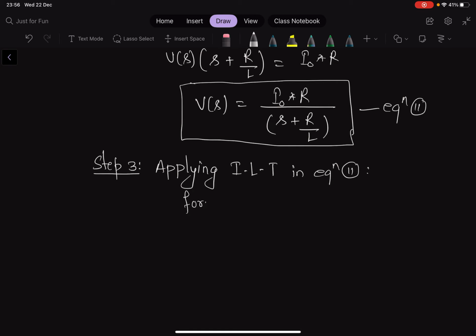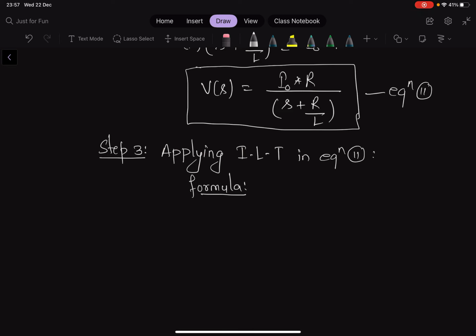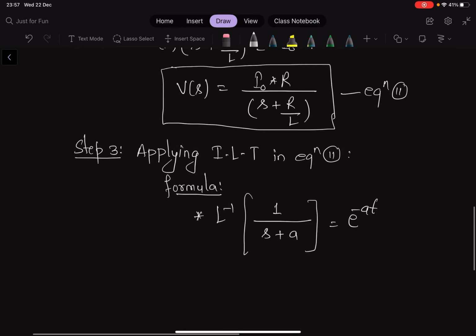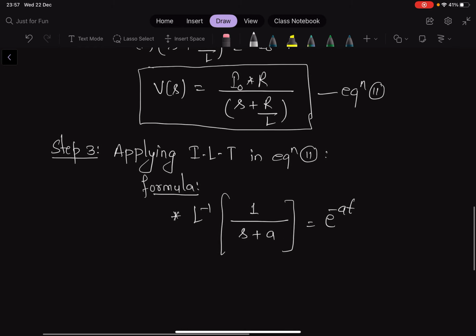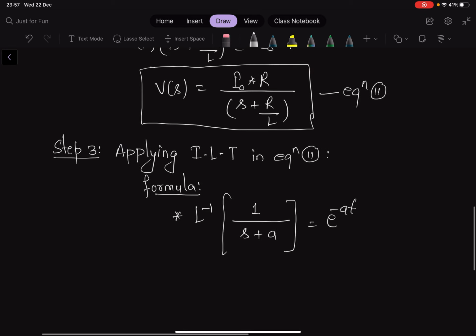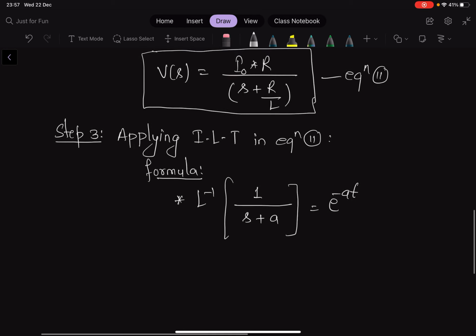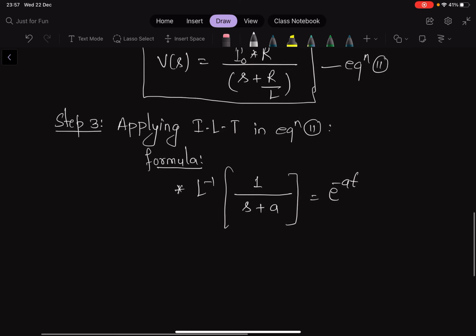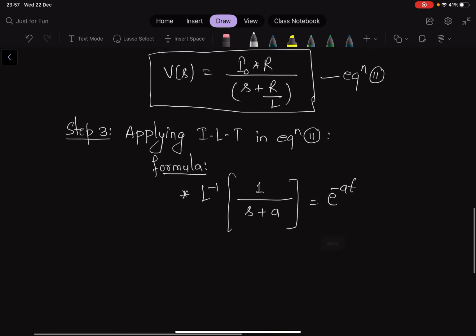But remember, to apply that we need to know the formula. So I'm going to write the formula, and here we are going to use only one formula: the inverse Laplace of 1 over s plus a is e to the power minus at. You can clearly see that the inverse Laplace transform changes the s domain, or frequency domain, into the time domain. Whenever you have a structure like 1 over s plus a, it converts into e to the power minus at.